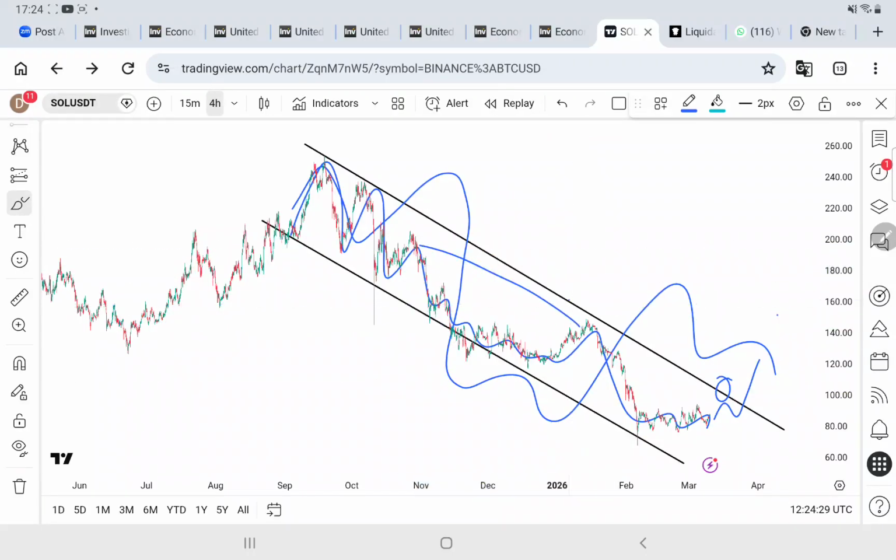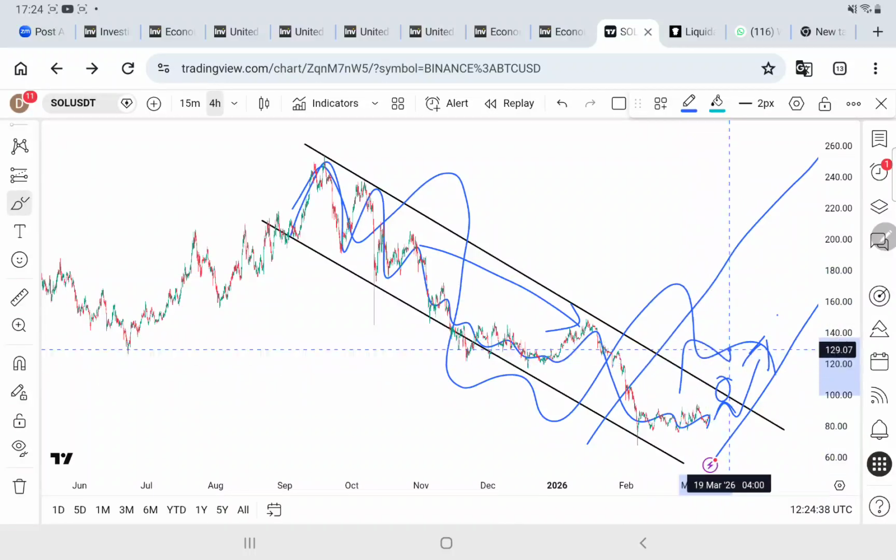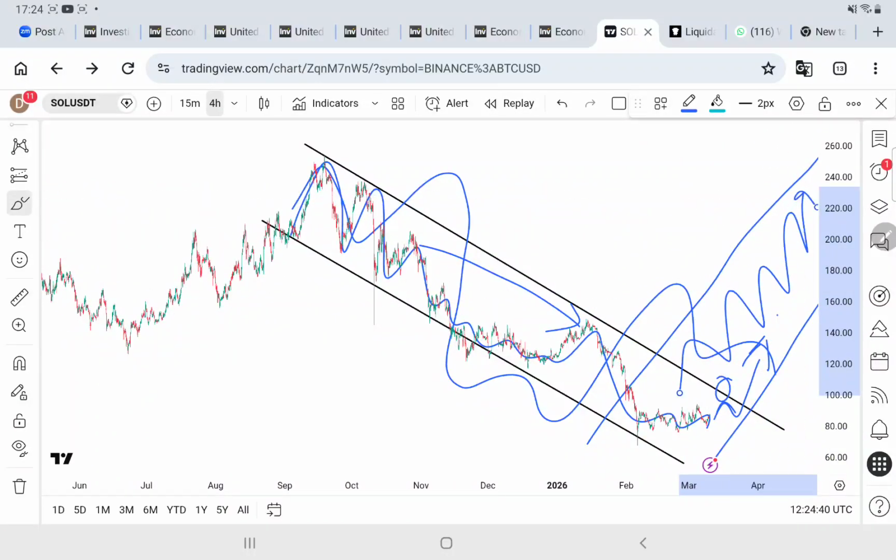When it's dumping, when it breaks the resistance line, that is when the reversal happens, and that is when the uptrend will eventually begin. Currently, we are still in the downtrend. We cannot open very big long positions. We cannot buy the coin in spot because we are still in the downtrend. Okay.